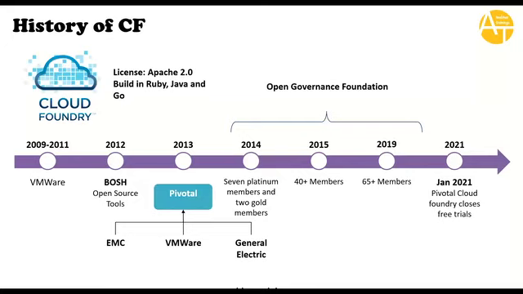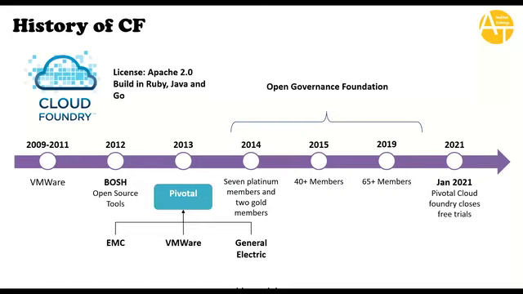So those three projects were worked upon in Pivotal as an organization. Pivotal is the name of the organization. Then in 2014, it had 7 platinum members and 2 gold members. In 2015, the number increased to 40, and SAP also joined the journey, started in discussion and joined the journey. And by 2019, there were 65 plus members as part of the Open Governance Foundation, who are ready to co-innovate and adopt the Cloud Foundry technology as an open source platform for developing applications.